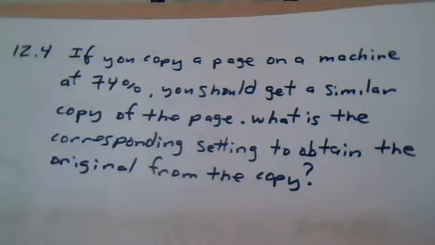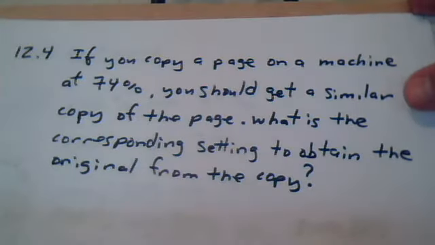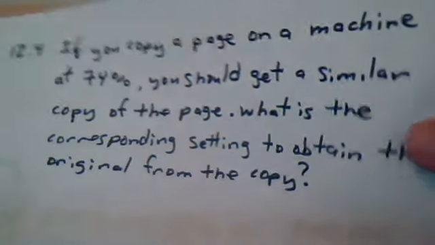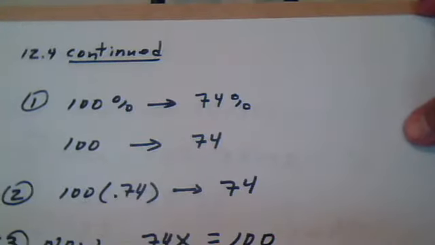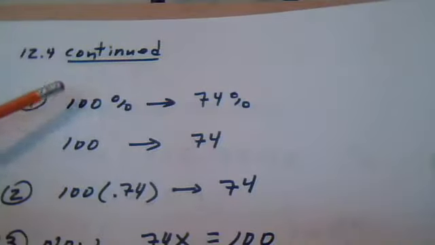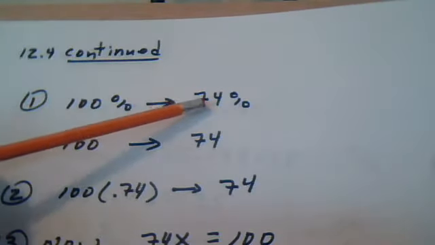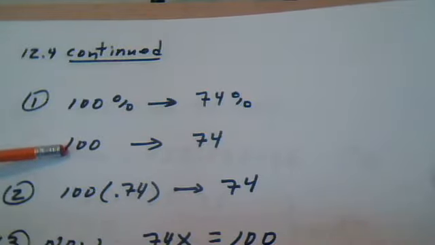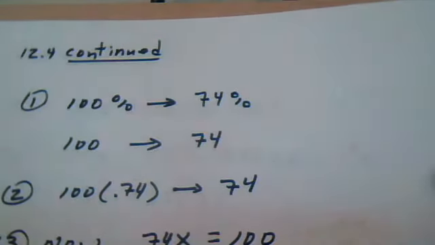If you copy a page on a machine at 74%, you should get a similar copy of the page. What is the corresponding setting to obtain the original from the copy? So we start off with the original, and the original is always called 100%. So here is the original 100%, and it went down to 74%. So if we say 100 was the original size, it became a size of 74.